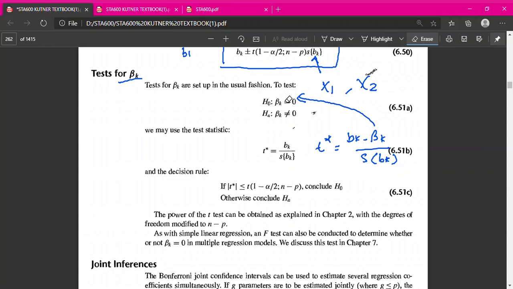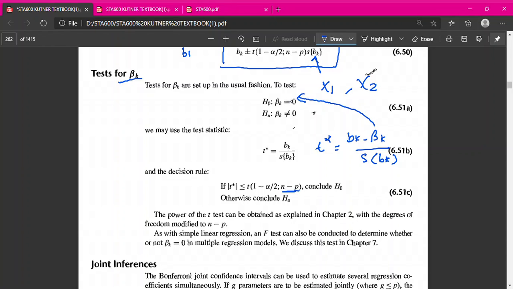Okay, I can erase this. Alright, so the decision rule is we reject H0. Here, we conclude H0. Okay, meaning we fail to reject H0 if the absolute value of the test statistic t is less than or equal to t(1 - alpha/2, n - p). Remember, here it is n - p, not n - 2, because we deal with MLR.